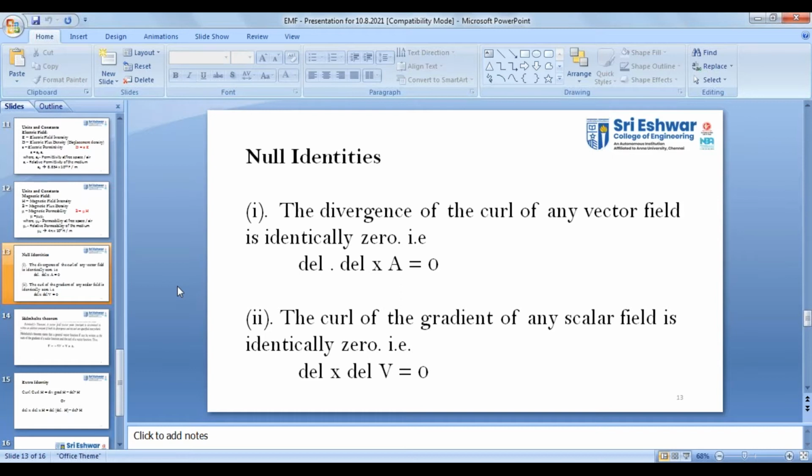Second is del cross del V equal to 0. That means first we operate del V, we get a particular value, and to that value I take the cross product. So the statement is the curl of the gradient of any scalar field is identically 0. That is del cross del V equal to 0, the second null identity which we have to remember. Is it okay? So these two are the null identities.